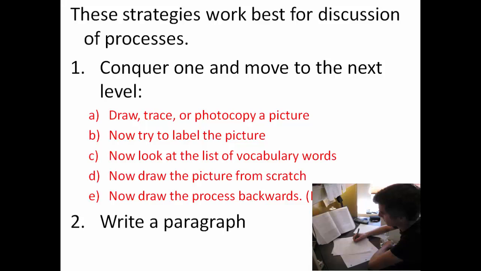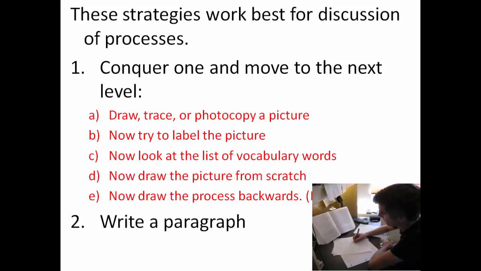A. Draw, trace, or photocopy a picture of the process from your book. Before that, of course, you have to remove the label. Write the vocabulary words that relate to the process on another sheet of paper. Be able to put the right term in the right place on the picture. When you've mastered that, move to B. Now try to label the picture without the terms in front of you. Next, C. Now look for the list of vocabulary words. Put the words in order and draw the picture. Color code the different steps of the process.